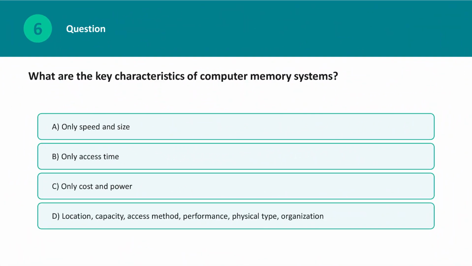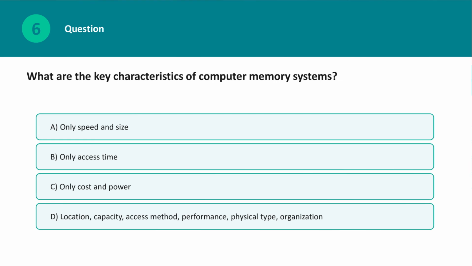What are the key characteristics of computer memory system? A. Only speed and size. B. Only access time. C. Only cost and power. D. Location, capacity, access method, performance, physical type, and organization. The correct answer is location, capacity, access method, performance, physical type, and organization.